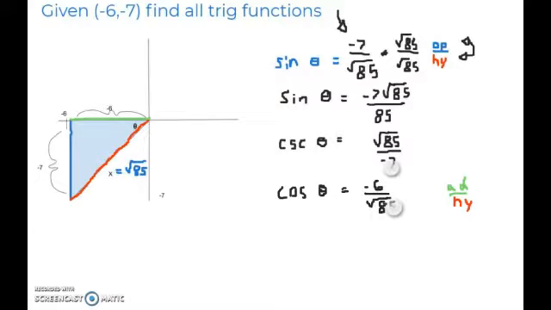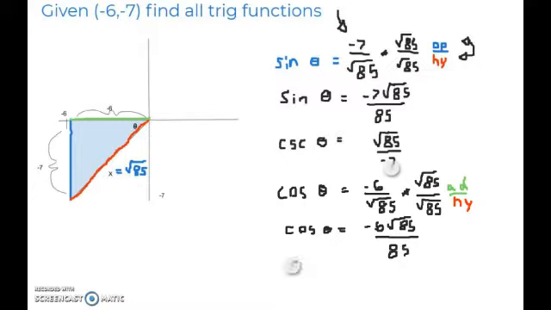In order to get the square root out of the denominator, you have to multiply it by the square root of 85 over 85. And that's to get the square root out of the denominator. So eventually you get a final answer for cosine of theta. So cosine of theta would equal -6 square root of 85 over 85.